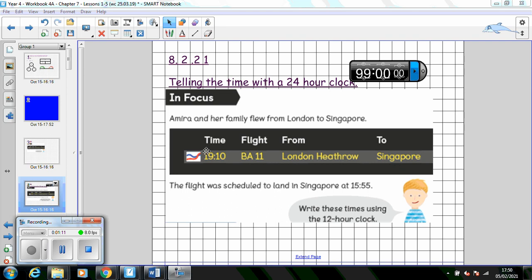This is the departure time. It's the time that the flight, the plane, leaves London. So Amira and her family are flying from London to Singapore, and the flight leaves London at 19:10, and it is scheduled, it's planned to land in Singapore at 15:55.